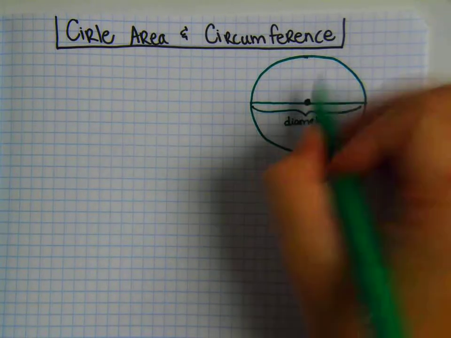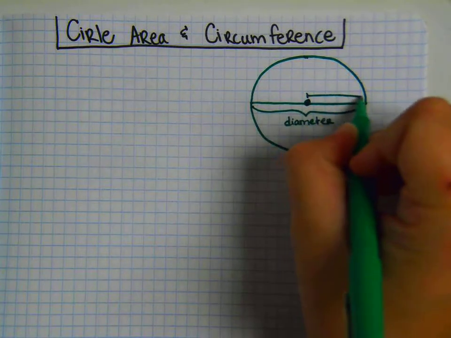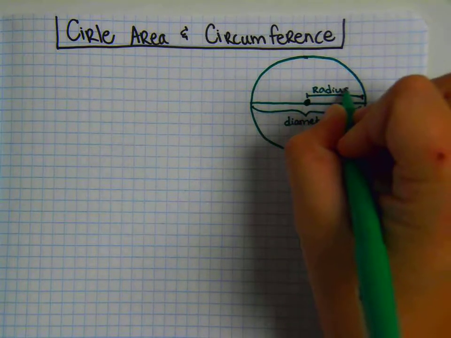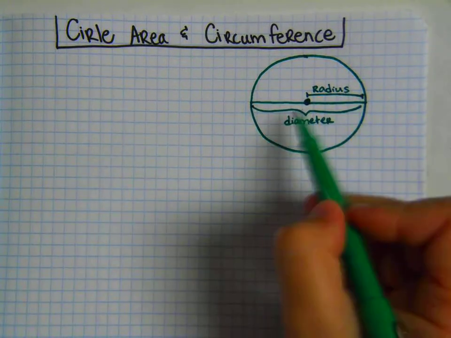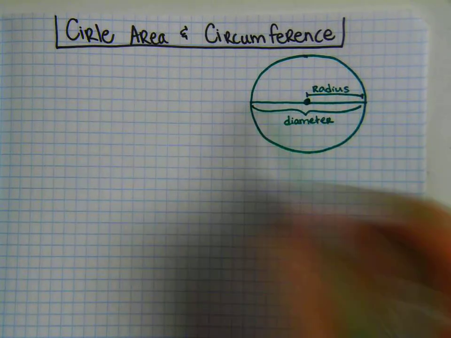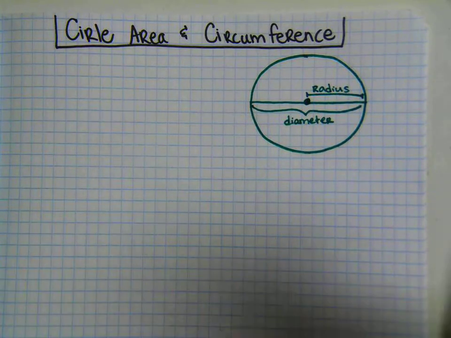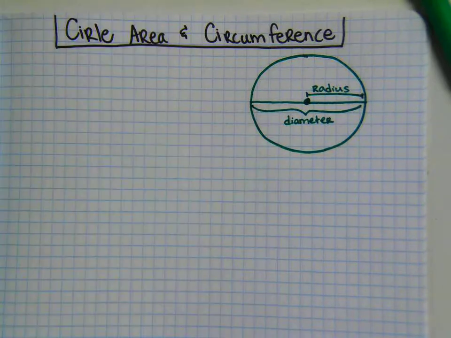And then half the diameter, from here to the edge, is the radius. There are two radii. There's a radius here and then on the other side. And two radii make a diameter. So I'm going to give you two formulas.